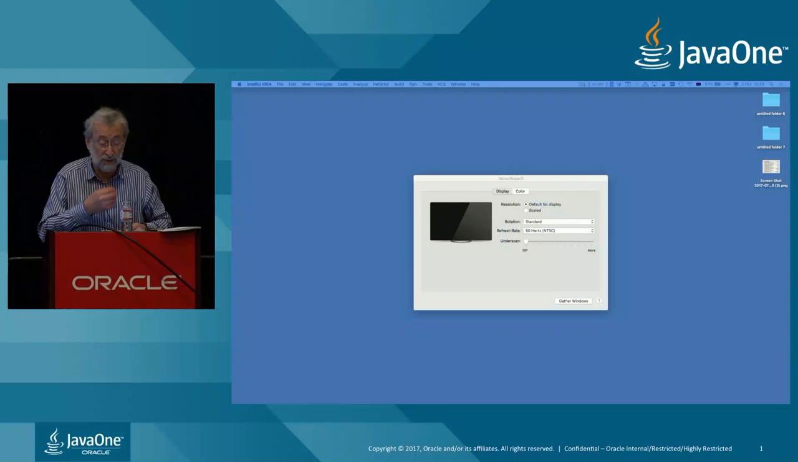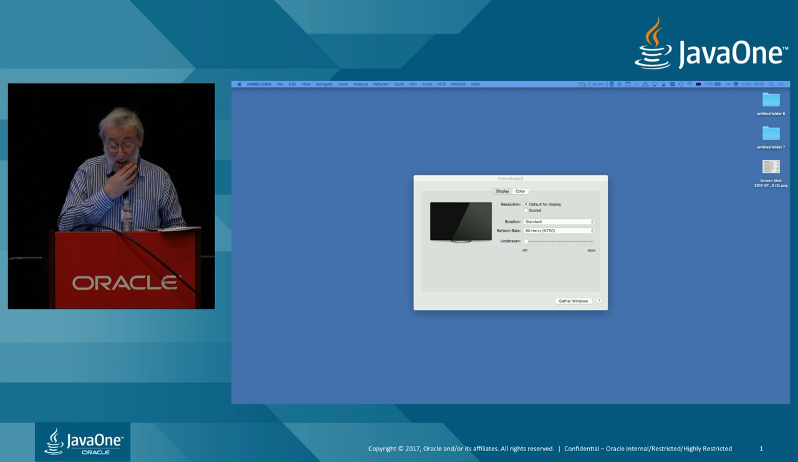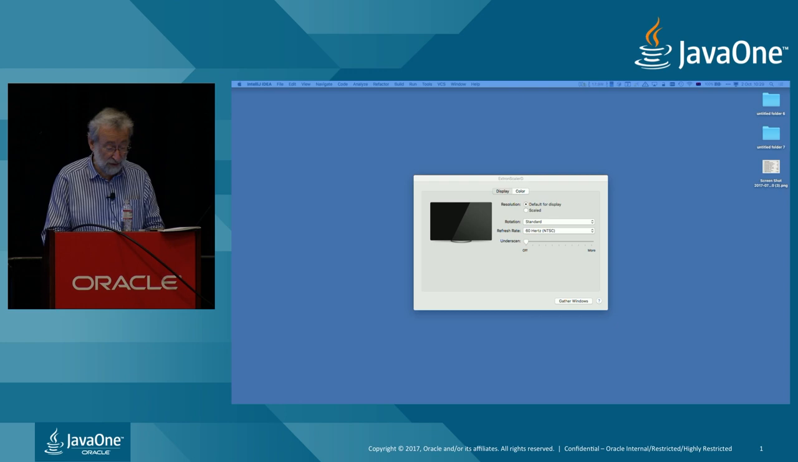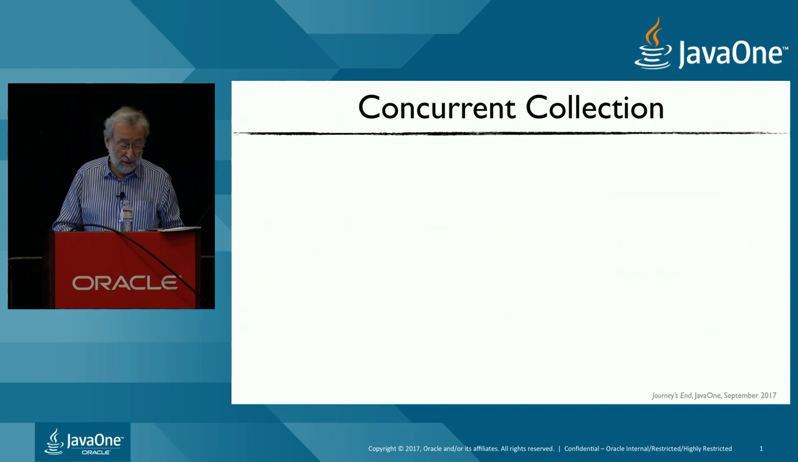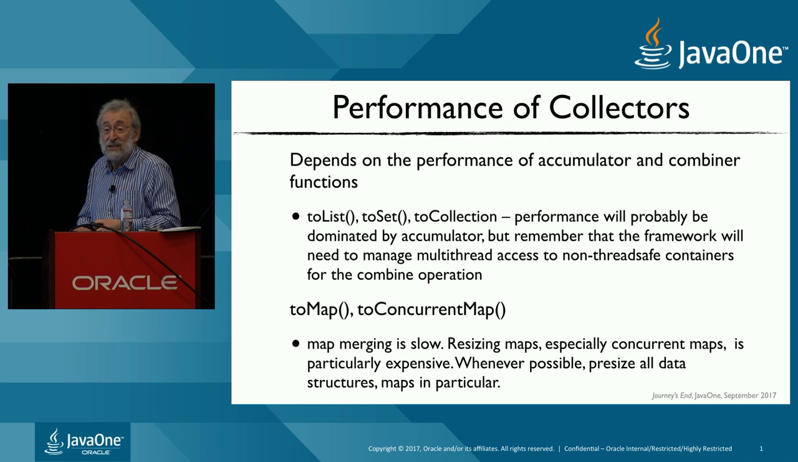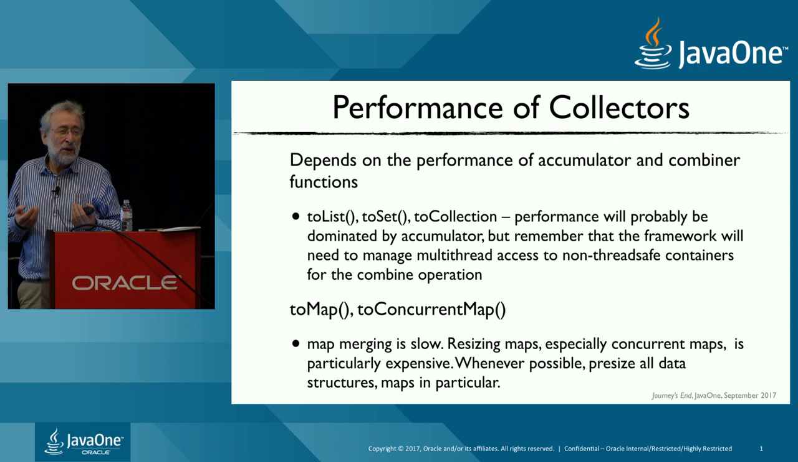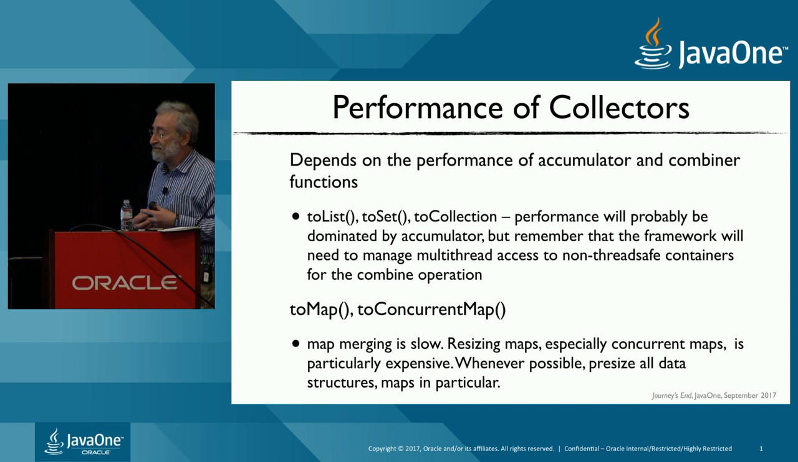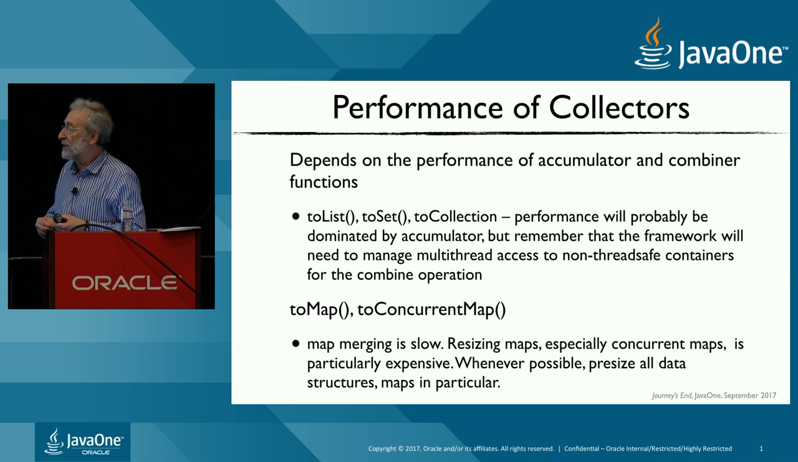I'll just talk very briefly about performance. The performance of collectors generally depends a lot on the accumulator. If you imagine a kind of 10,000 element array, then the accumulator is going to be used an awful lot more than the combiner. The combiner will be used relatively little. So the performance of the accumulator is pretty critical, and that really is going to depend on the performance of the accumulator for the particular collection. Generally speaking, we'll be using the add method of different collections for it. So we're not really looking at anything very different from what we have with iterative code.